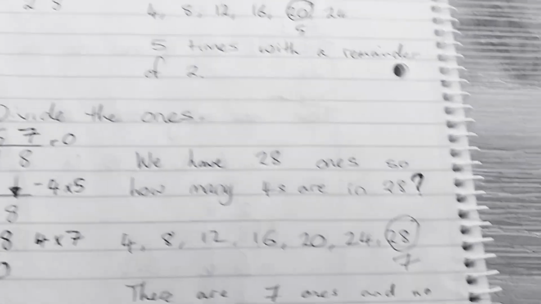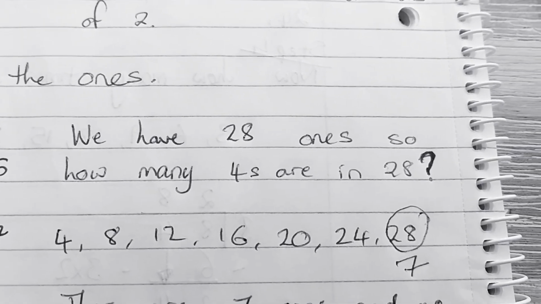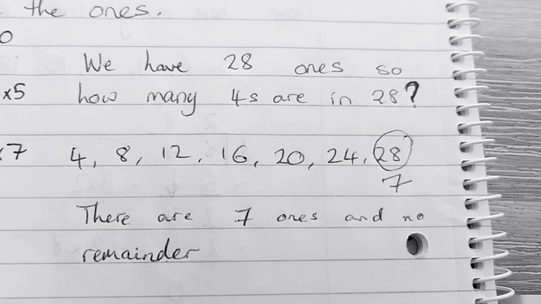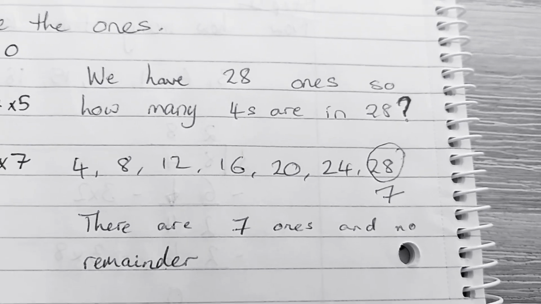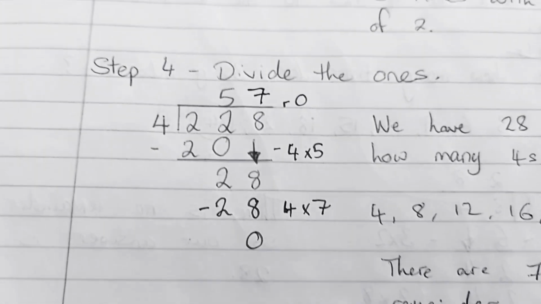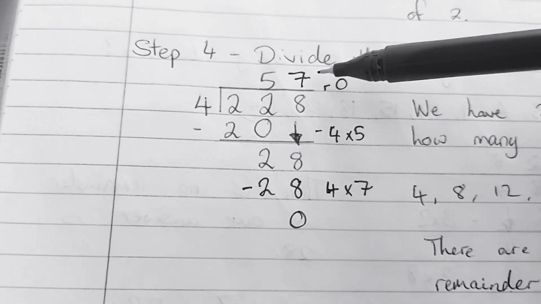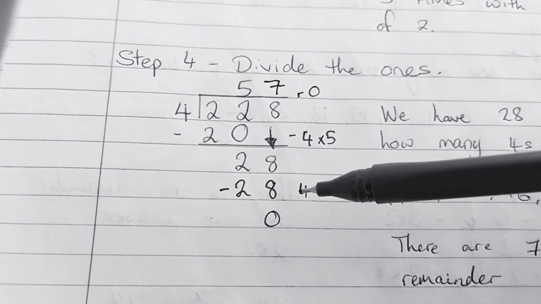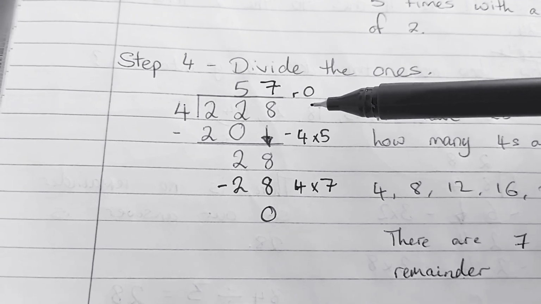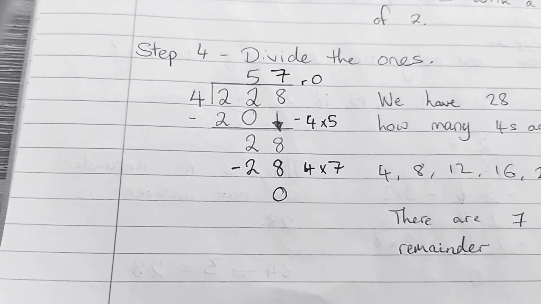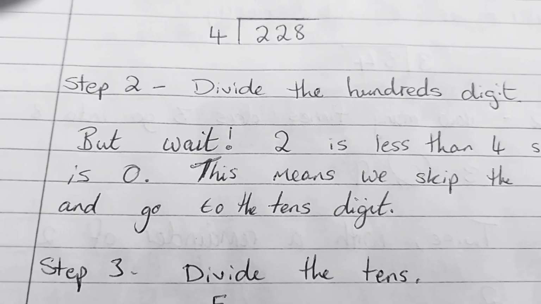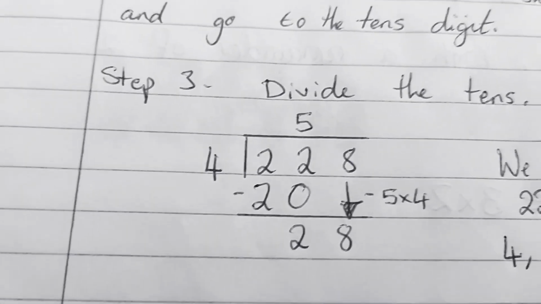Okay, so now we're going to divide the ones. We have 28 ones, so how many 4s are there in 28? Again, I've done the 4 times table. We've got 4, 8, 12, 16, 20, 24, 28. So it's exactly 7, and there's no remainder. So we put the 7 into our calculation. We do the 4 times 7, so 28 minus 28, just to check that it is 0, and then we've got a remainder 0 there. Okay, so we've gone from setting it out, skipping the hundreds because the hundreds digit is less than the divisor, dividing the tens, and then dividing the ones.